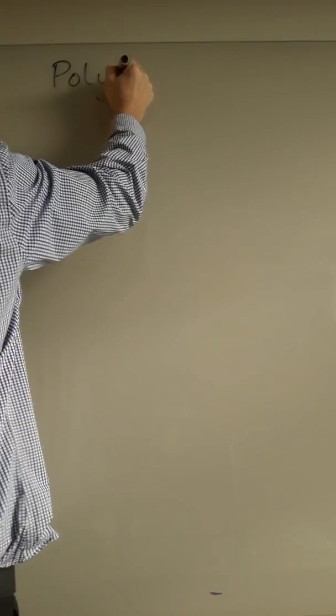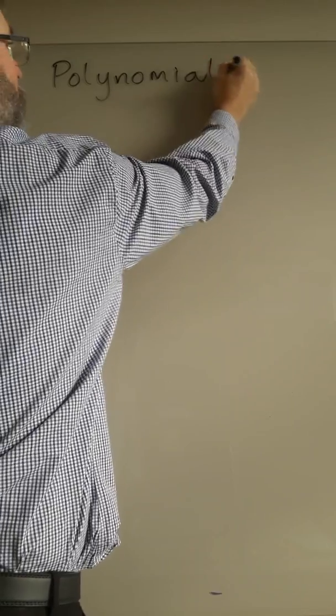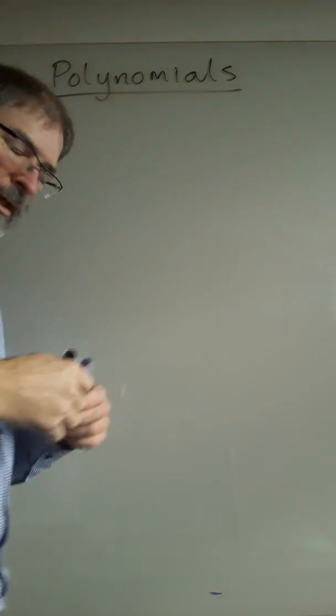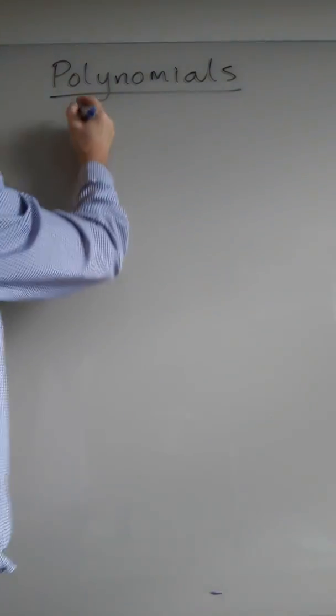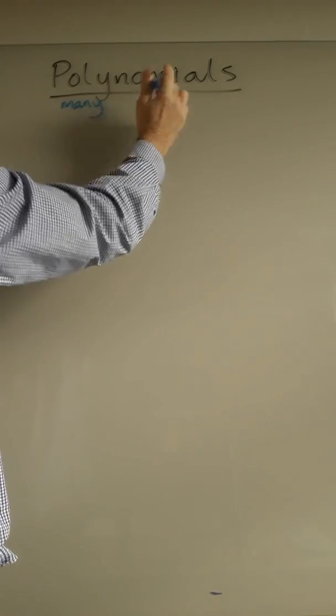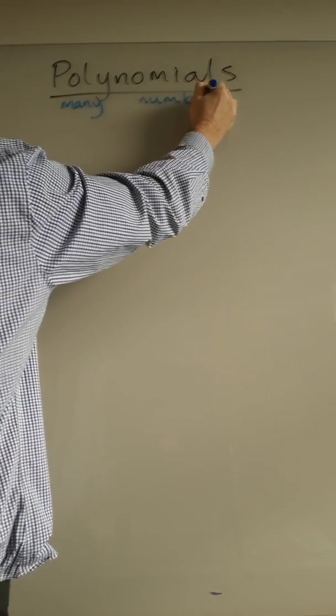Okay, we're going to talk about polynomials today. Just wanted to look at a bit of terminology and some definitions. We know that poly means many, and this is numbers. What do you mean by many numbers?